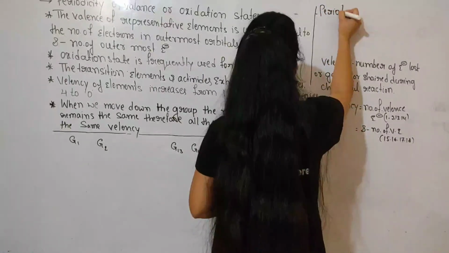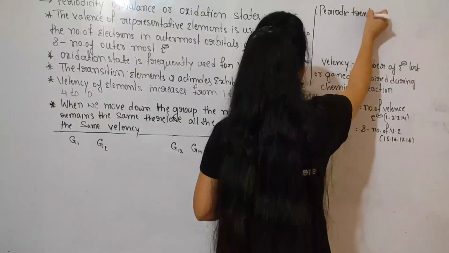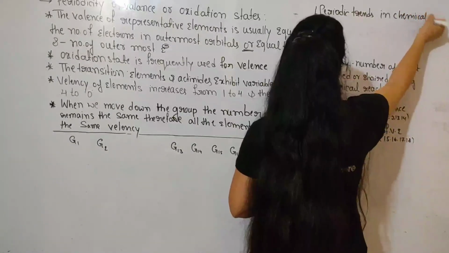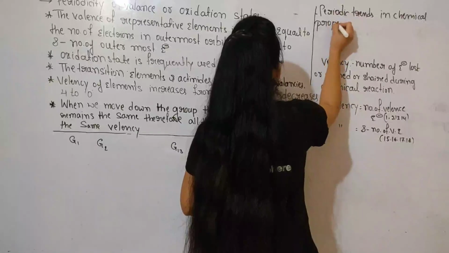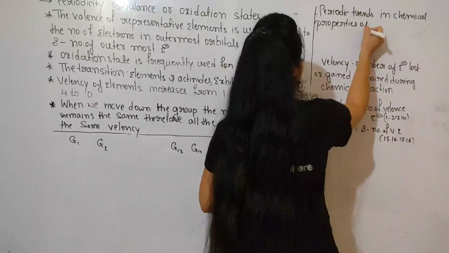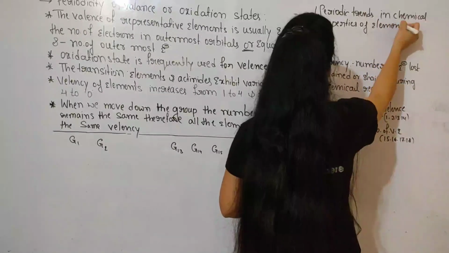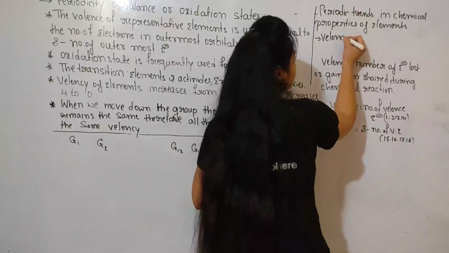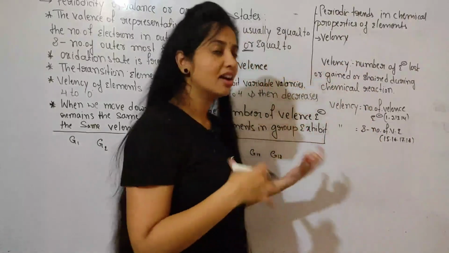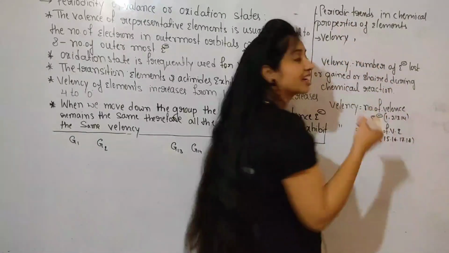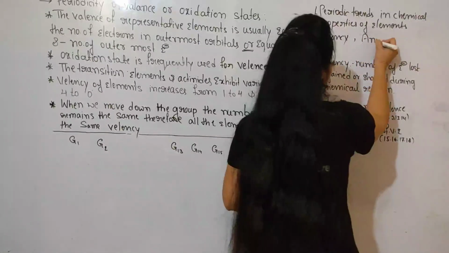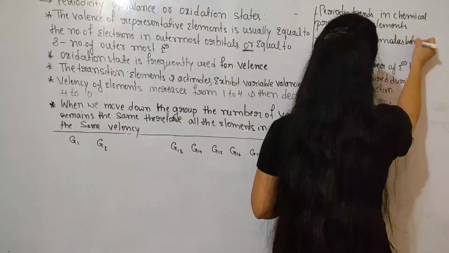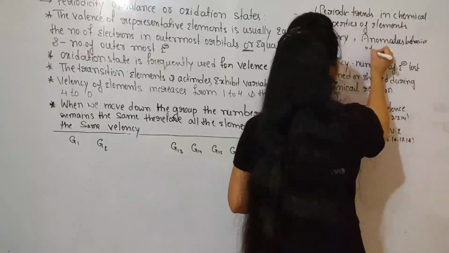Periodic trends in chemical properties of elements, like valence or valency of the elements, and second one, anomalous behavior of elements.